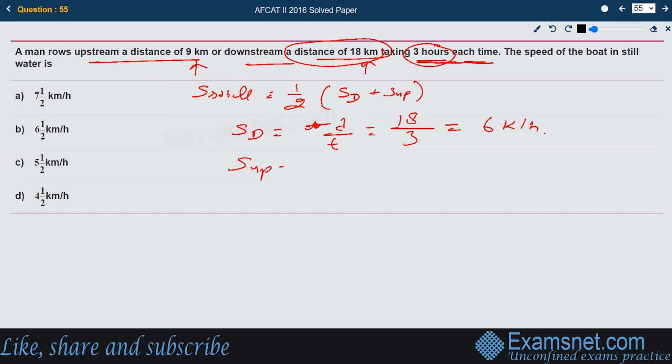If you want to calculate upstream speed, the formula is again distance over time. The upstream distance, how much he has traveled upstream, is 9. So it's going to be 9 over the time taken, which is again 3 hours, 9/3. So that is going to be 3 kilometers per hour.